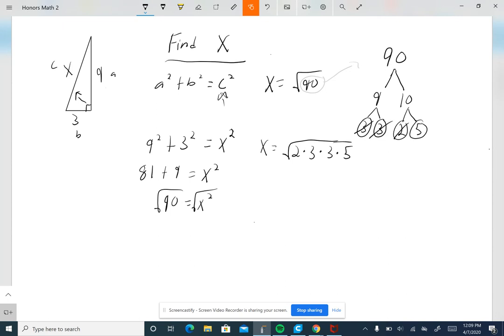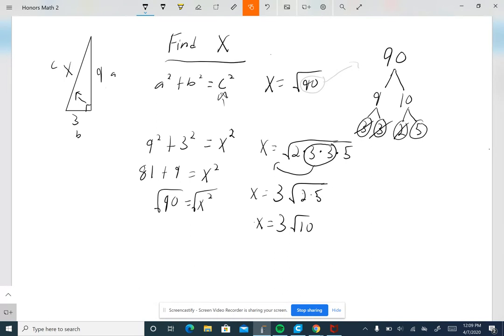And do we have any pairs in here? Yeah, we've got 3 and 3. So if we took the square root of this, it would come to the outside and we could say 3 square roots of 2 times 5, which is what's left on the inside. So that ends up being 3 square roots of 10, okay?